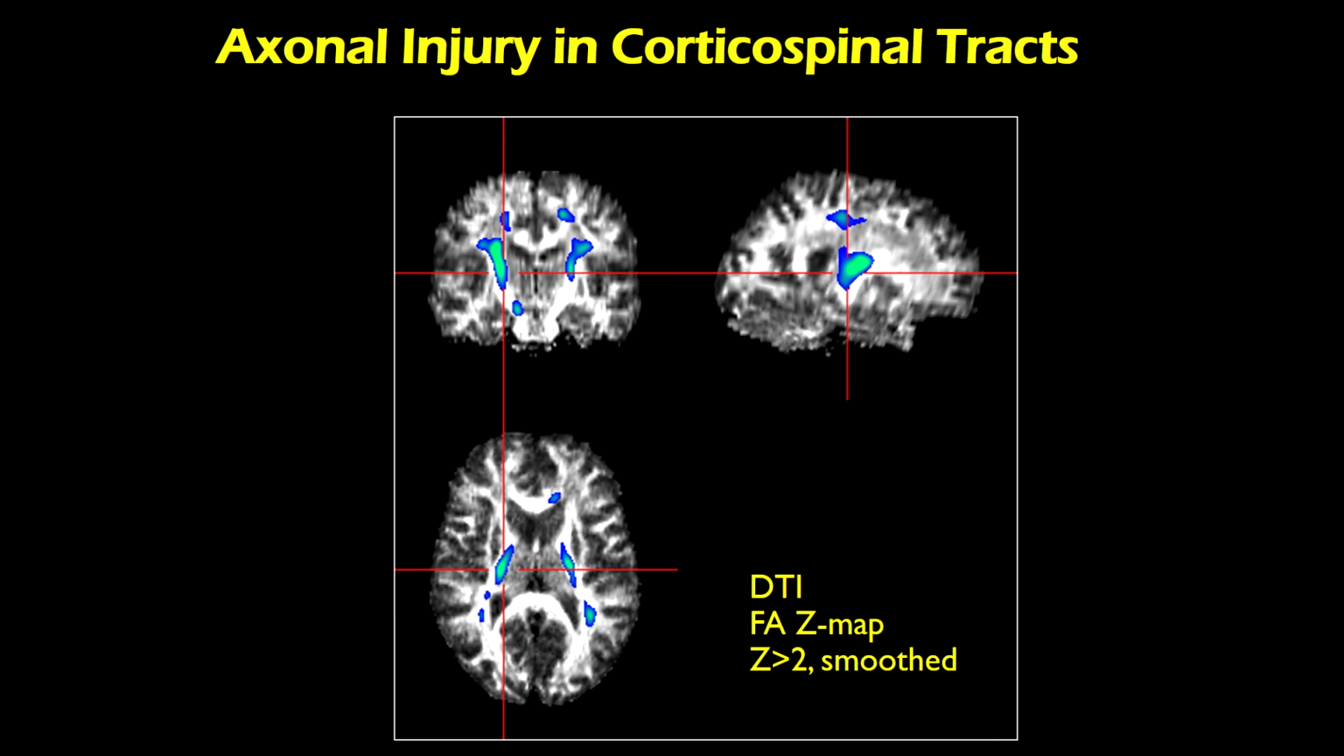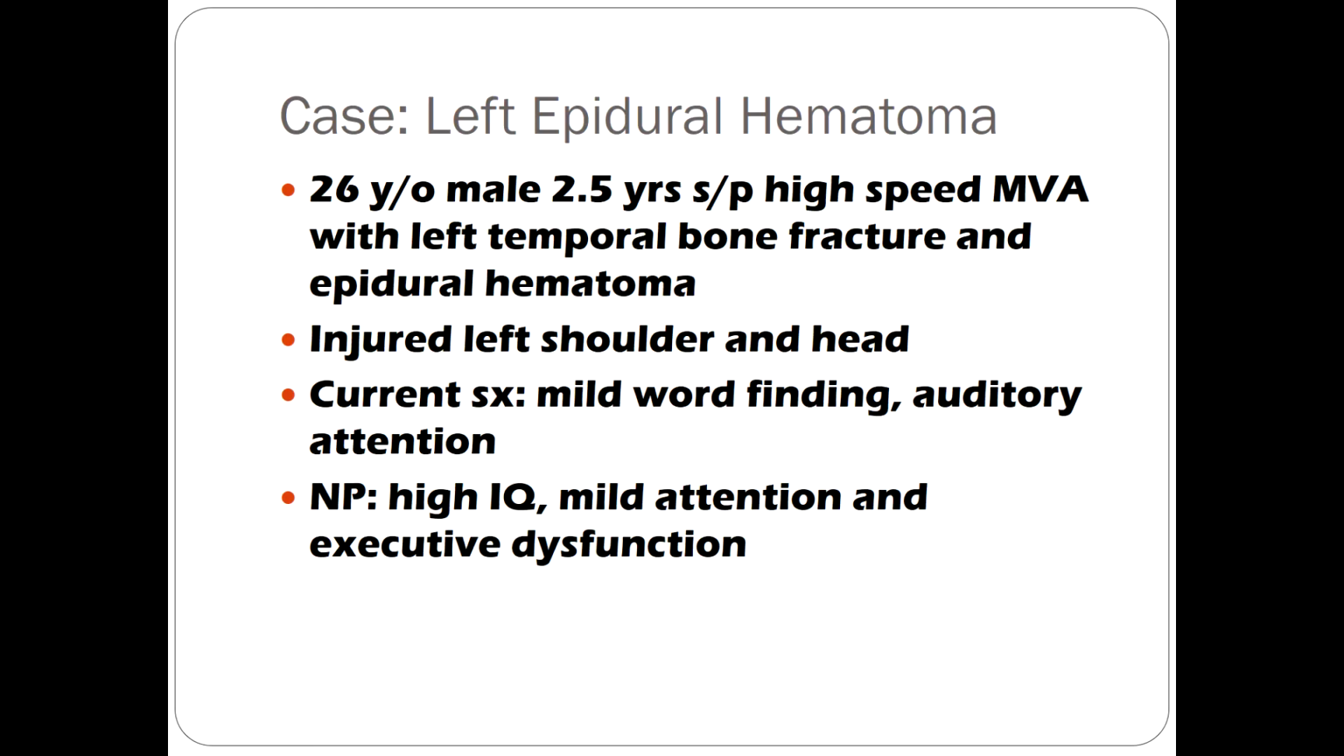We also are aware that when we see injury on both sides of the brain in the corticospinal tract, we're very likely to see emotional discontrol issues, which she had and was quite upset about.